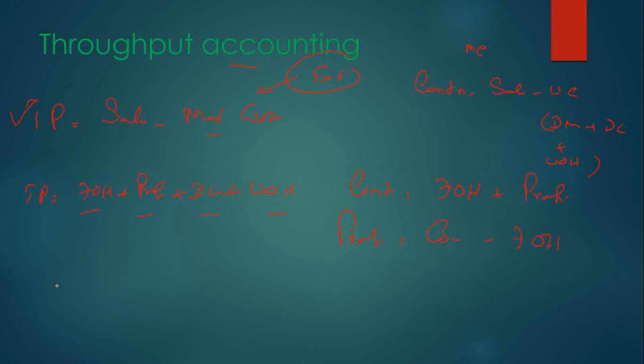So surely you will understand throughput should be larger than the contribution. Throughput should cover 4 areas, whereas the contribution should cover only 2 areas. Clear?